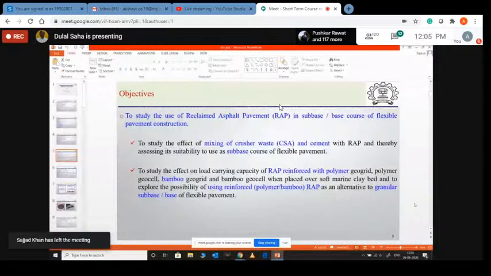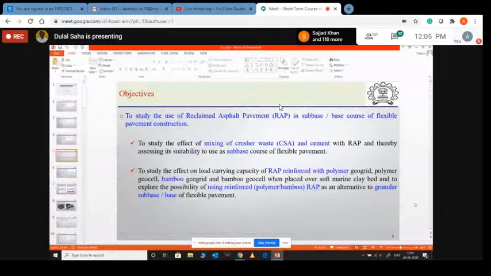So in this study, what we have done is we try to use RAP, which is generally obtained from milling or full depth removal of the existing bituminous pavement. We try to mix it with crusher waste. For each and every road construction site, crushers are installed to get various gradations of stone material, and there is a huge waste, crusher waste. We call it crusher dust also. Generally, it is not utilized in any place.